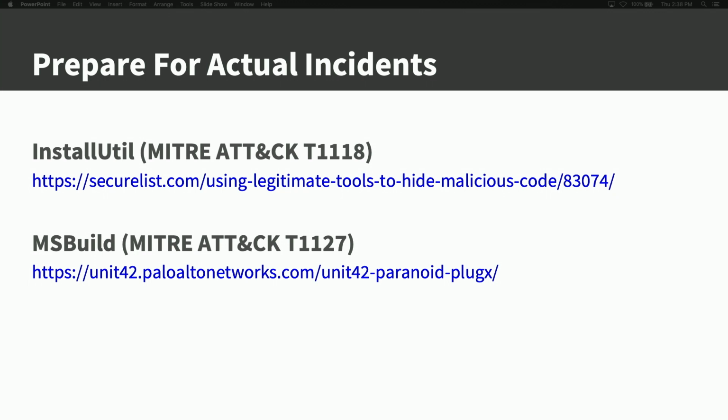So I put two references here for you to look at. The first one is a reference of an adversary using InstallUtil, and the second one is a reference to attackers using MSBuild. Both of those, for example, in the Windows space, will ship by default with the operating system. Adversaries can use those if you're operating in a constrained whitelisting environment because they're already there. They may already be trusted. So that's why we like to run these tests, so you can be prepared for the actual incidents.